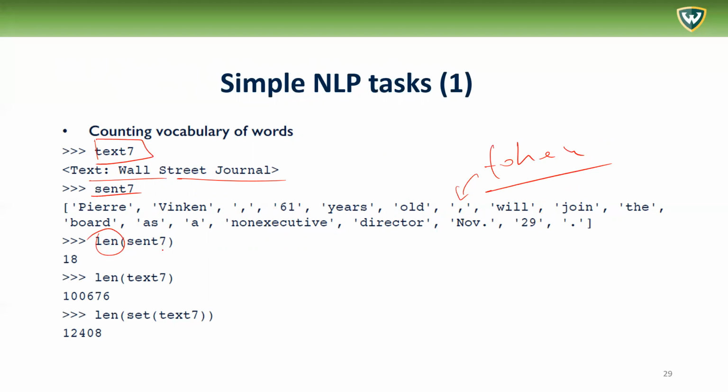So get the length of the sentence, 18. Now these are 18 words, 1, 2, 3, 4, 5, 6, 7, 8, 9, 10, 11, 12, 13, 14, 15, 16, 17, 18. Not words though, 18 tokens. These are the separate components of the sentence. Now you may ask, why is this dot here not a new token?